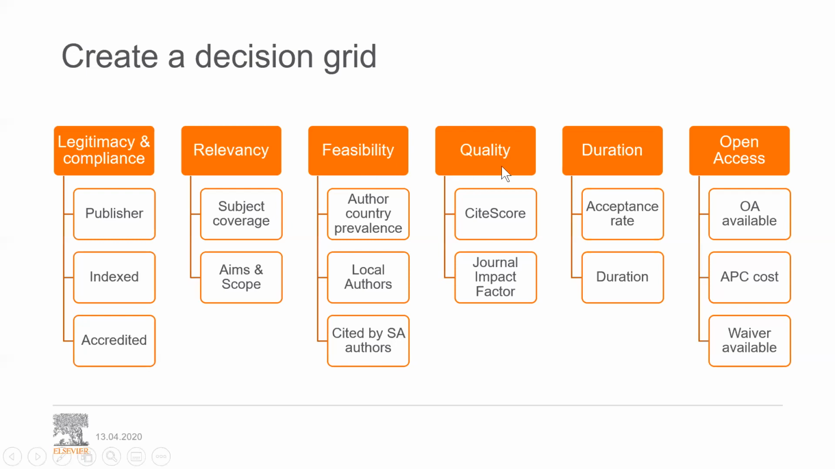And the next thing to consider is the quality of the journal. So what is the cite score? So remember, the cite score is the average number of times an article is cited in that journal. Similar is the journal impact factor. It is also an average number of times that an article in that journal is cited. Then you get to duration. So before you decide where to send your manuscript, it's good to have an idea of the acceptance rate of that journal. So if the acceptance rate is 1%, your chances are quite low of being accepted in that journal.